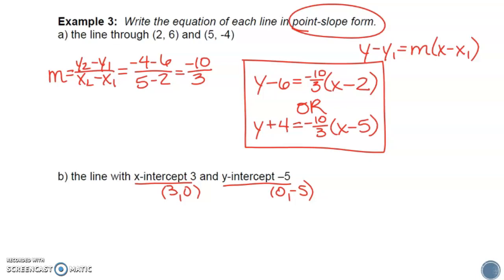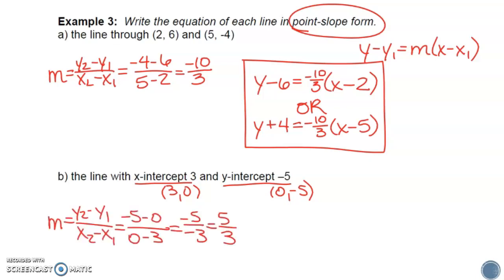So pause the video and try to calculate the slope and write point-slope form. So once you calculate your slope, you should get a positive 5/3. And you have two choices to write for your point slope form of the equation.